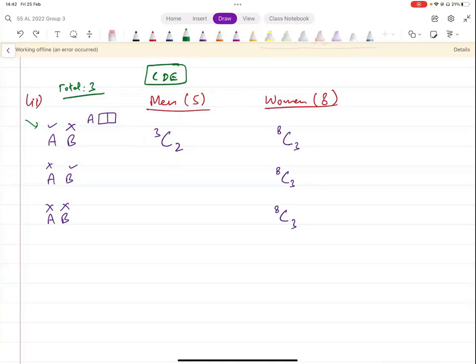Sir, jo phir third option hai, usme se hum five mein se do log nikal denge completely, aur phir wo 3C3 ho jayega. And this third option, A or B, yeah. Achha, ji, bilkul, usme 3C3 ho jayega.